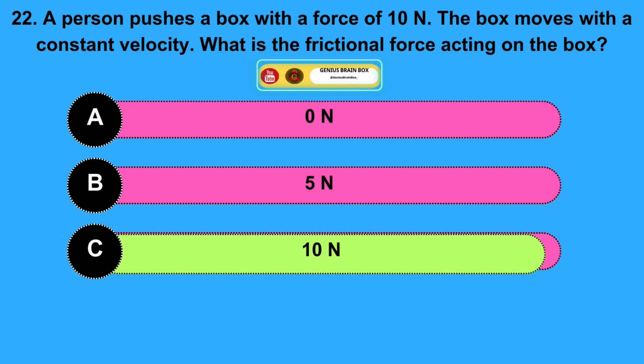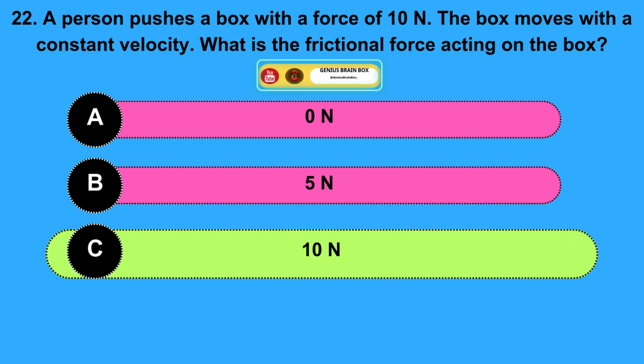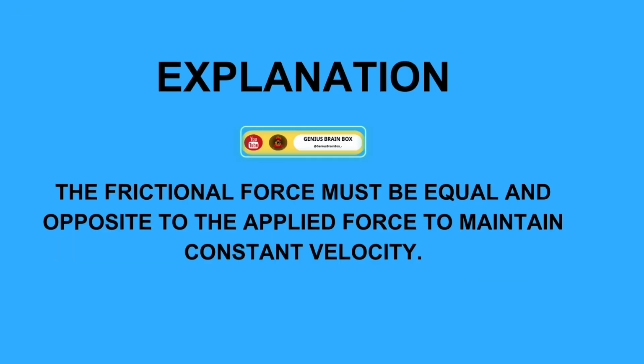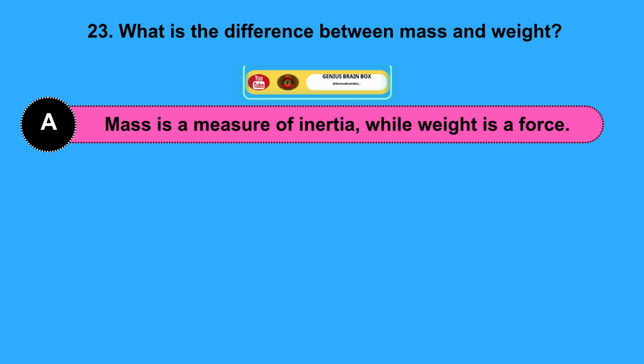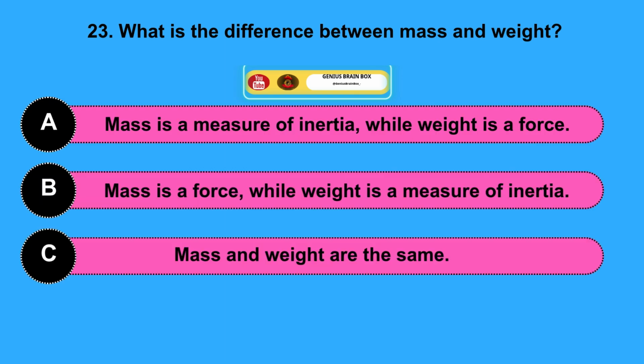Correct answer is C. Explanation is the frictional force must be equal and opposite to the applied force to maintain constant velocity. What is the difference between mass and weight? Option A, mass is a measure of inertia, while weight is a force. Option B, mass is a force, while weight is a measure of inertia. Option C, mass and weight are the same.